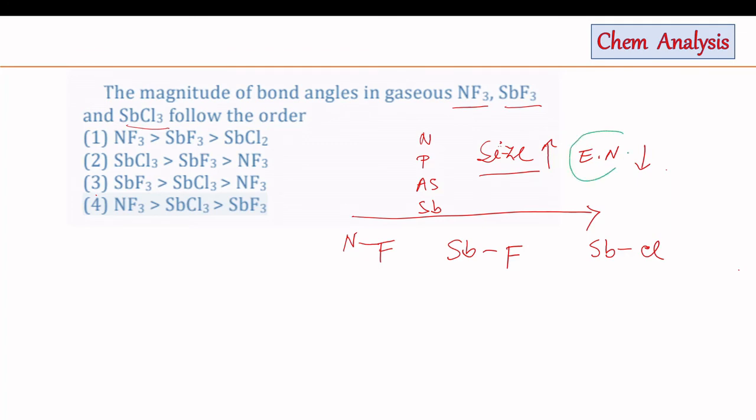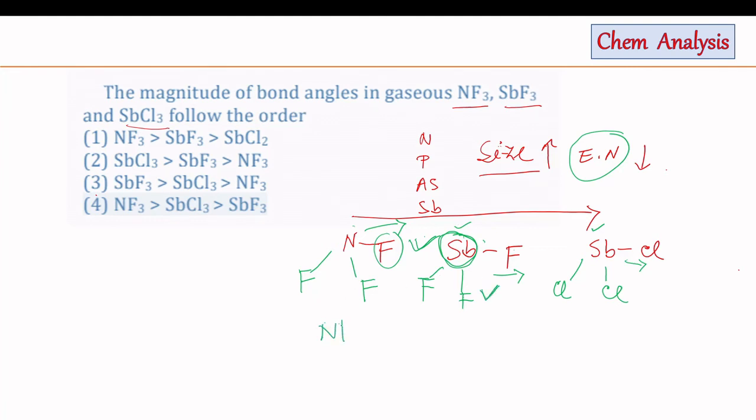On the other hand, with decrease in electronegativity of the central atom, the electron density of the central atom and halogen bond shifts towards the halogen atom, and as a result the bond pair repulsion decreases as we go from nitrogen to antimony. Now if we compare between NF3 and SbF3, the bond angle in SbF3 will be lower than that of NF3.